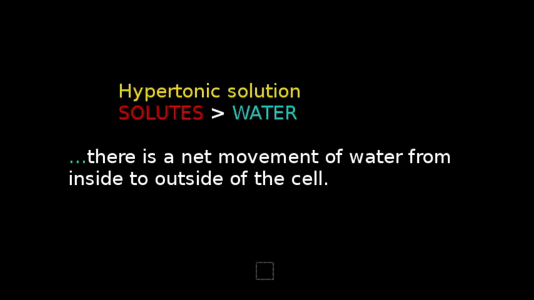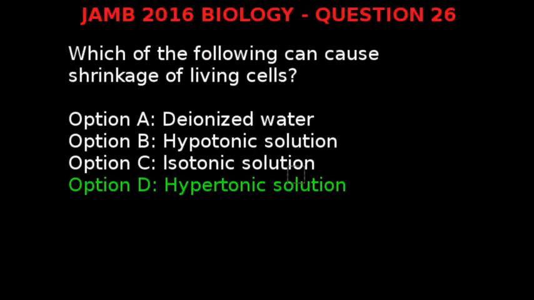A hypertonic solution contains higher concentration of solutes and less of water than a cell. That means in a hypertonic solution, we'll have more solutes and less water. Since the concentration of water is higher within the cell, there is a net movement of water from inside to outside of the cell. This causes the cell to shrink as its internal pressure decreases. So the solution that will bring about cell shrinkage is hypertonic solution.